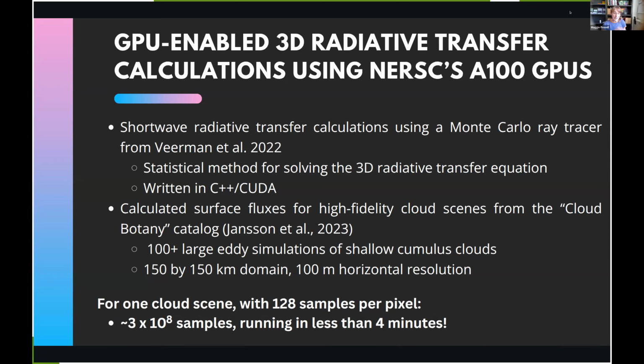This is many members of many large eddy simulations of shallow cumulus clouds. Picture tiny popcorn convection over the ocean. It's for a large domain, 150 by 150 kilometers at 100-meter resolution. Just to give you a sense of the scale of this calculation, for one cloud scene running with 128 samples per pixel at the top of the domain, we're doing this 3D radiative transfer calculation for 3 times 10 to the 8 samples. And on the GPU, that runs in less than 4 minutes.